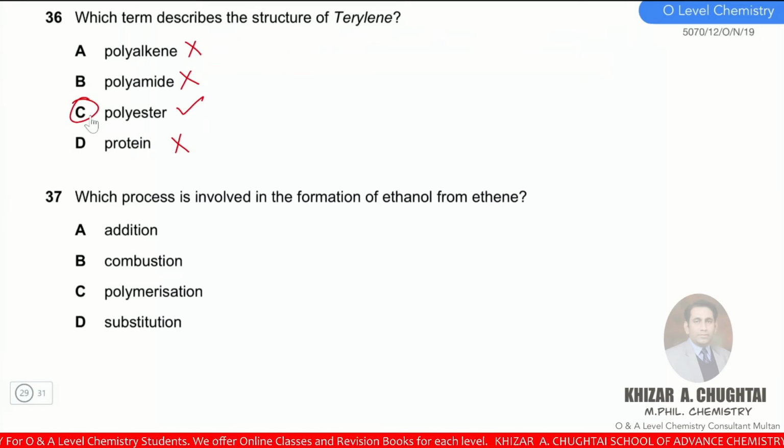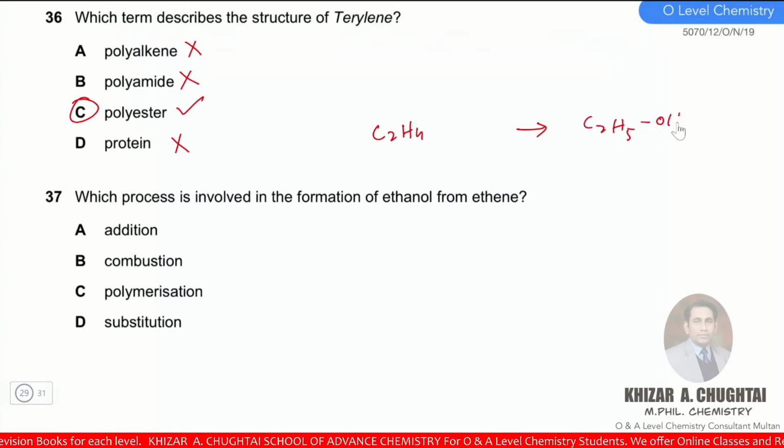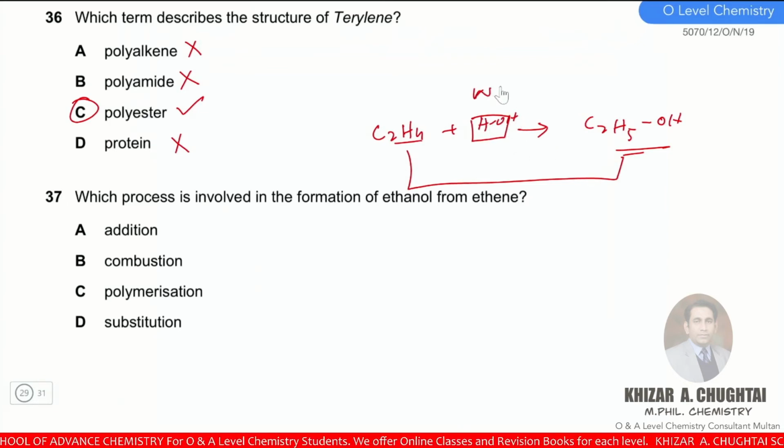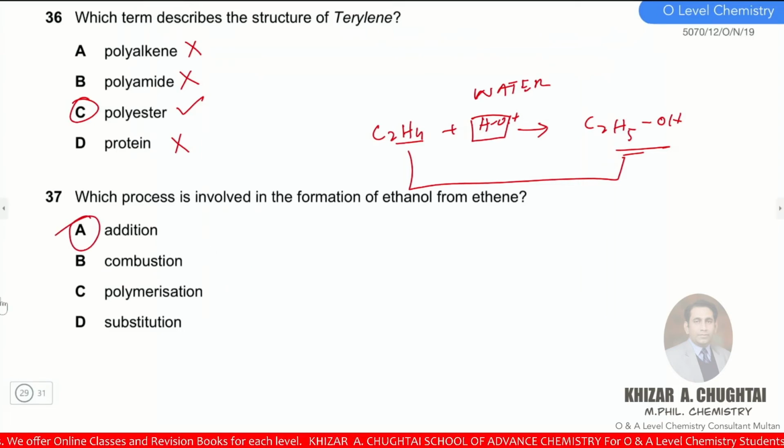Which process is involved in the formation of ethanol from ethene? Ethanol from ethene. I mean C2H4, we are going to synthesize C2H5OH. What is the difference between these two species? The difference is H2O, water. So this is an addition reaction, the addition of water. So A is the correct option, the addition reaction.